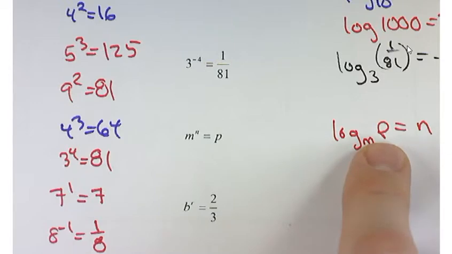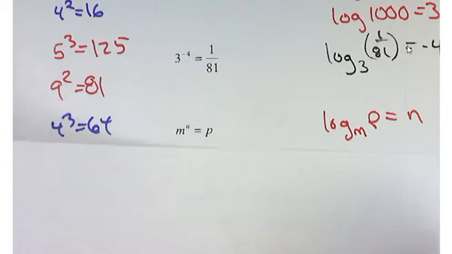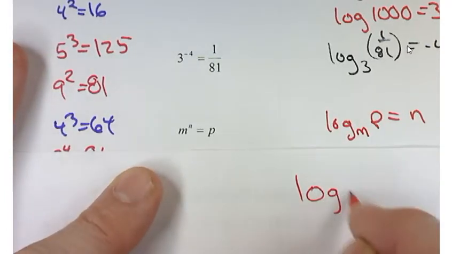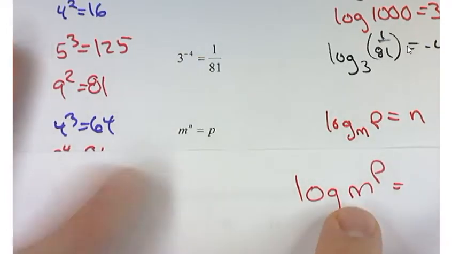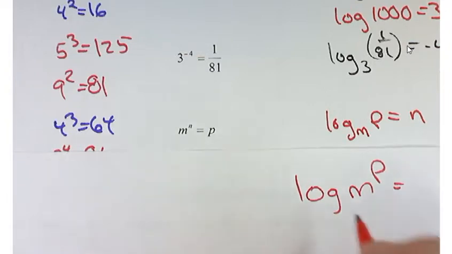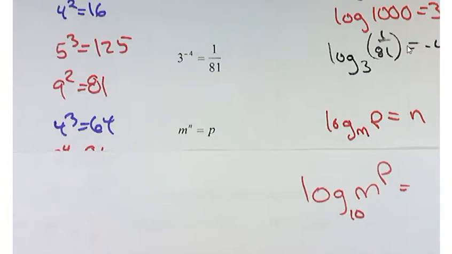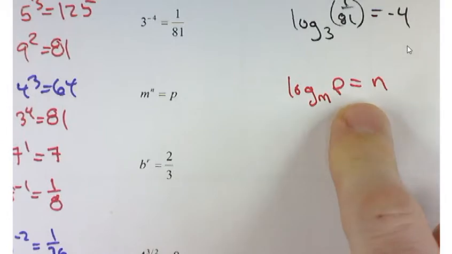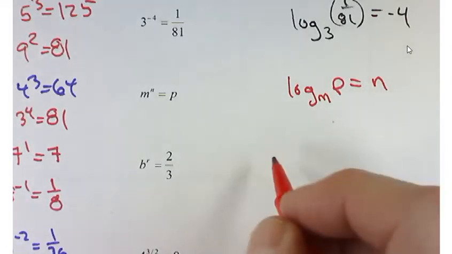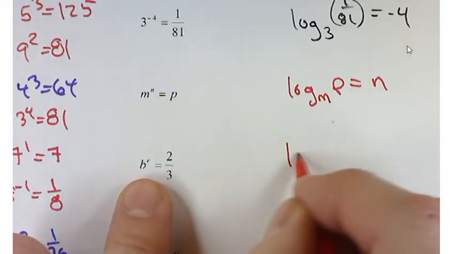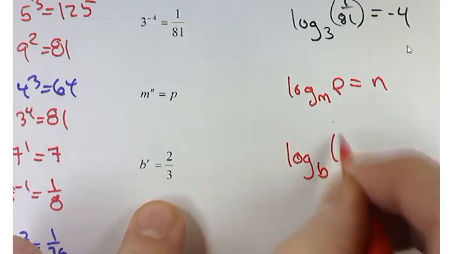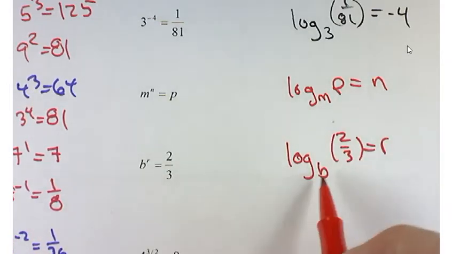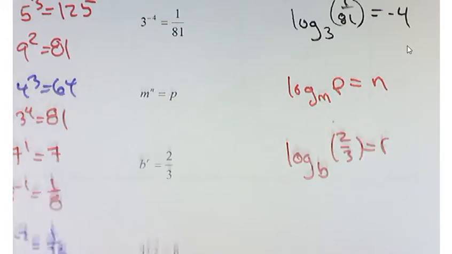But be careful with this because, if you wrote it a little bit differently, like log of m to the p power, that's something different. This suggests it's like log base 10 of m to this p power, and I get a little uneasy when I see that. So try and be careful to help us both out. That'd be great. Let's try the next one. Anthony? Perfect. Log base b of 2/3 equals r.